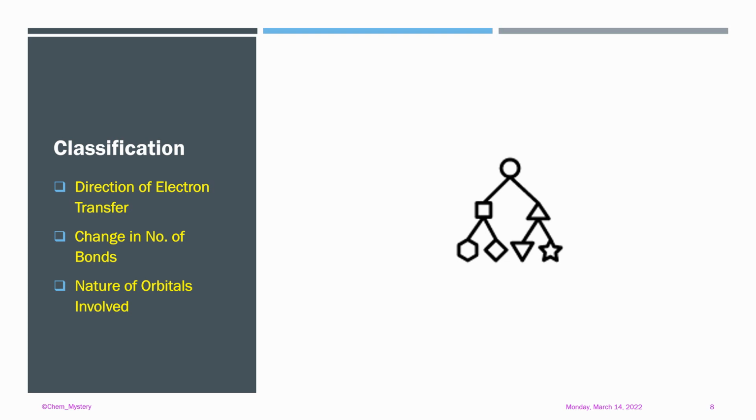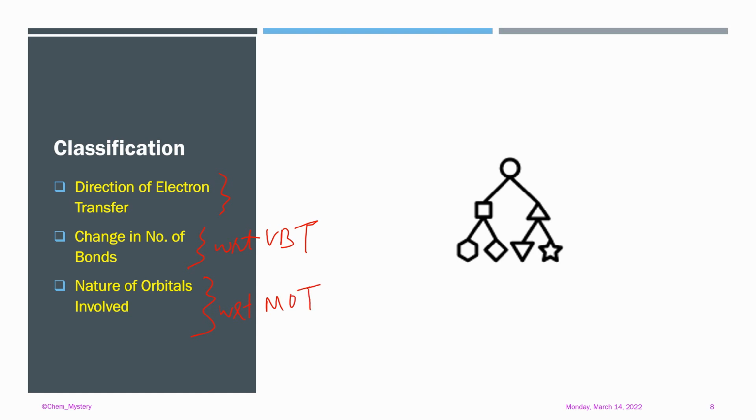Direction of electron transfer we can see with respect to the valence bond theory only. The orbital representation we will be requiring, and we'll see one by one how these classifications work. So first, this is on the basis of the direction of electron transfer. The second is the number of bonds formed, and the nature of orbitals involved we'll take up in more detail in the next slide. So these two we are taking up here.